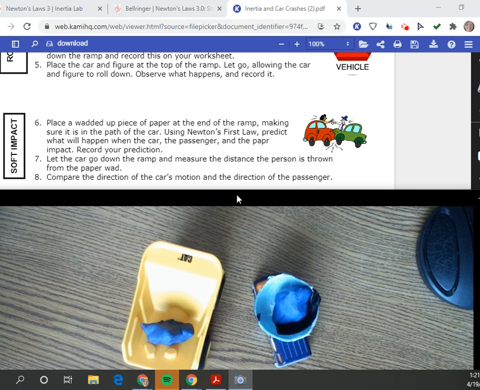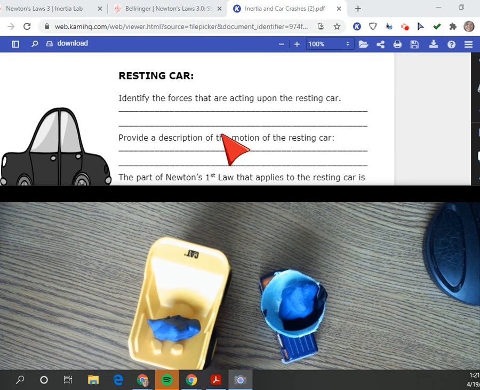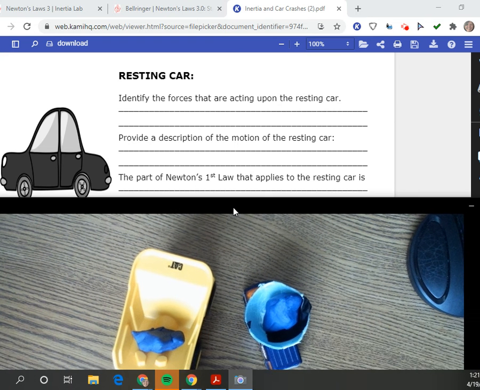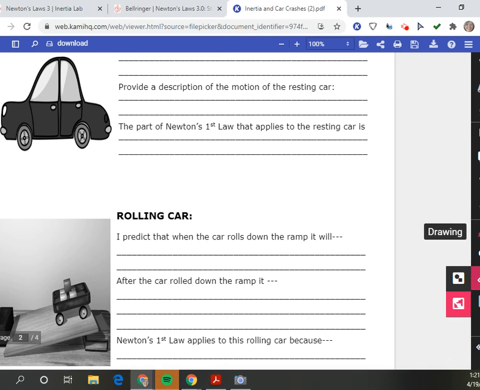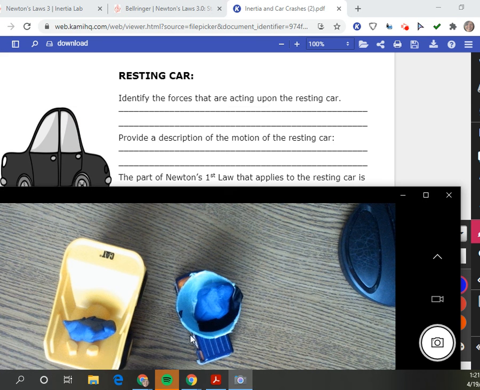All right, so what we're going to do, we're watching our little cars here, and we're going to come down to our data page for the resting car. Okay? The first thing it says is to draw the forces that are acting. If this is our resting car, pretty not cool car there, but we are going to draw the forces. If it is sitting still like it shows in the video, in the camera, not moving, what is one force that's acting on it?